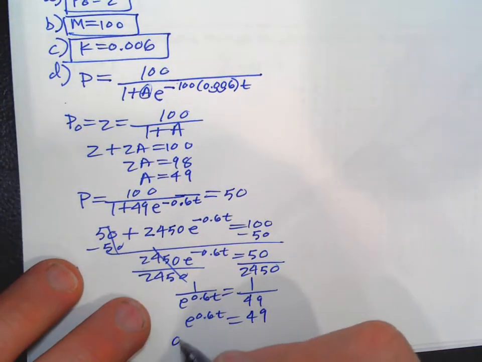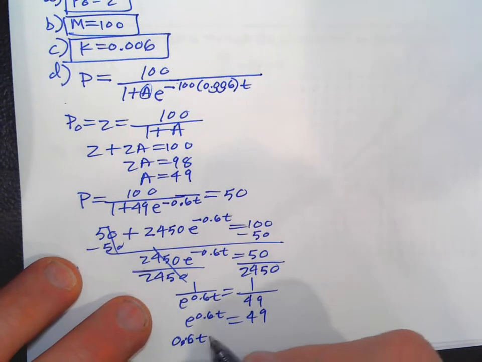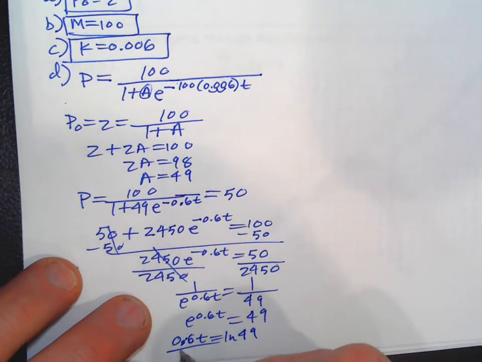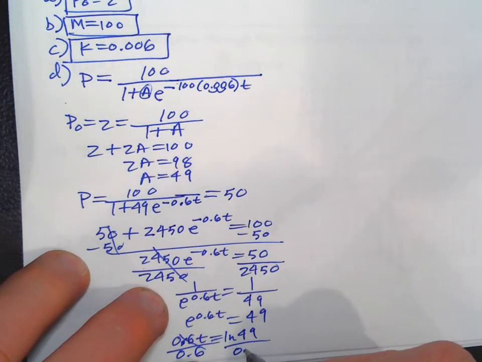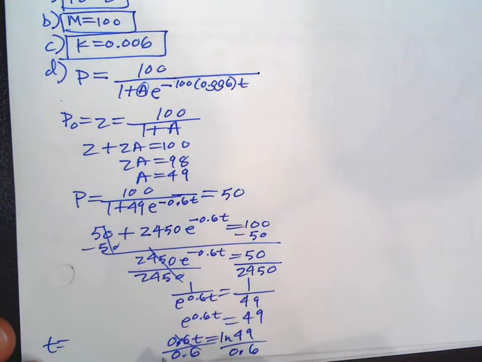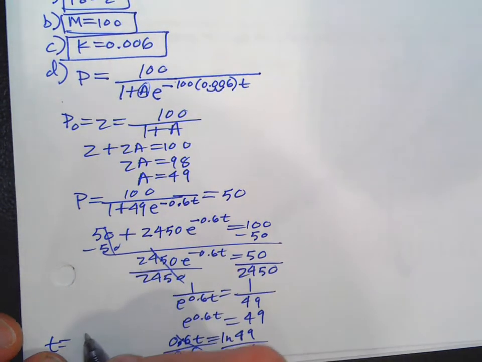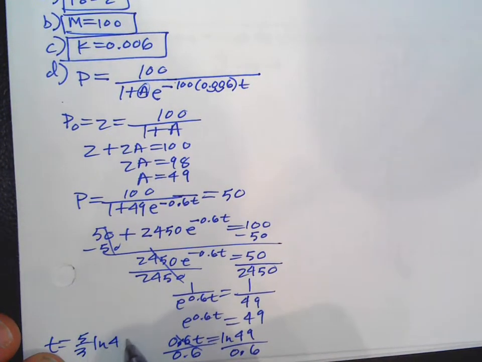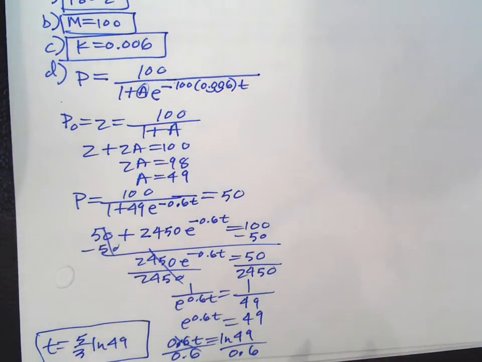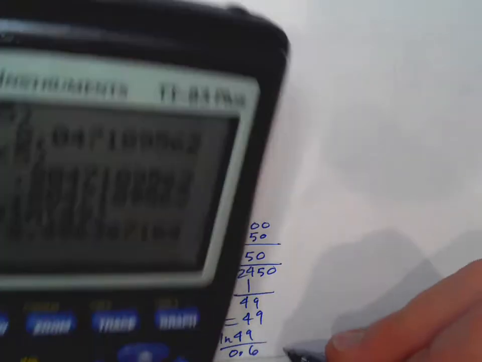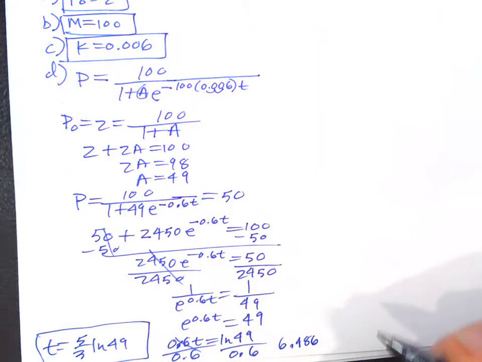We take the natural log of both sides. And then we're going to divide both sides by 0.6. So t equals, I mean, that's 3/5, so it could be 5/3 natural log of 49. I mean, that's one version of the answer. I'm going to double check it on my calculator. 5/3 natural log of 49, 6.486. That's the same answer I got the other way.